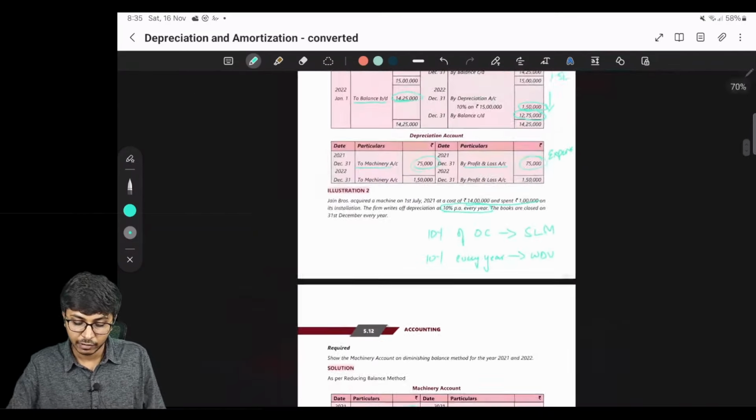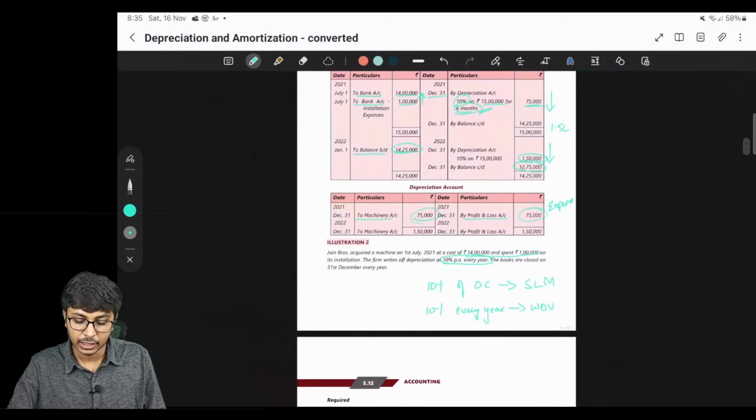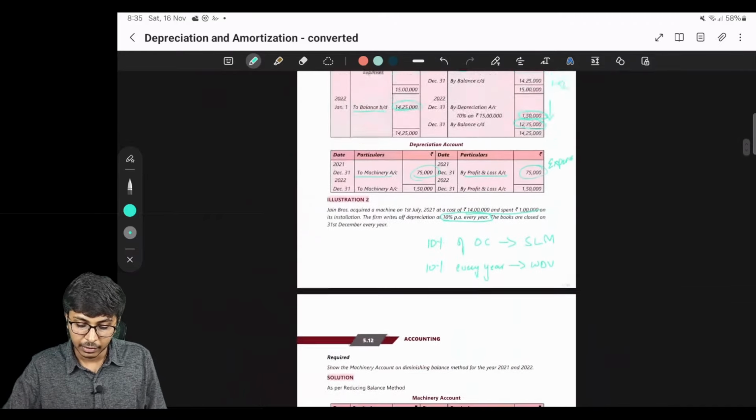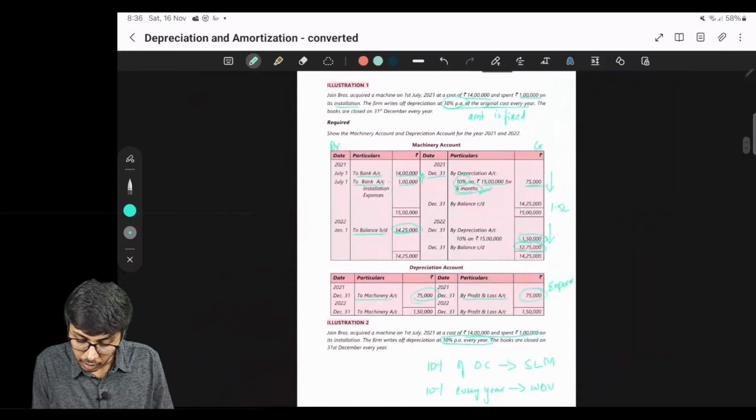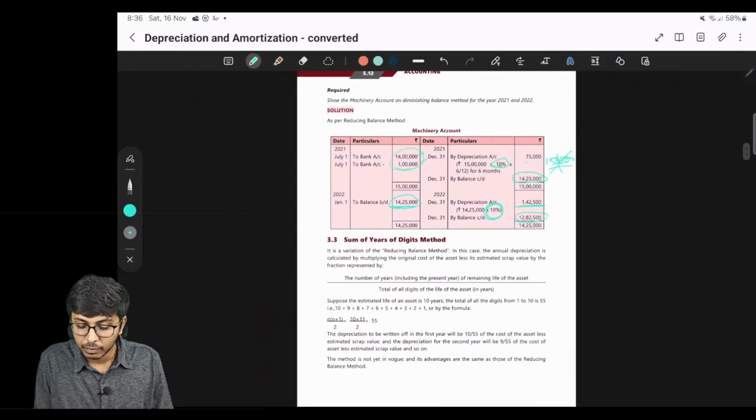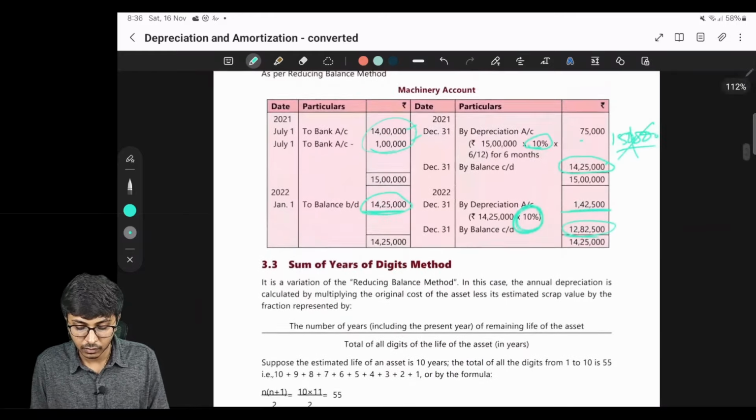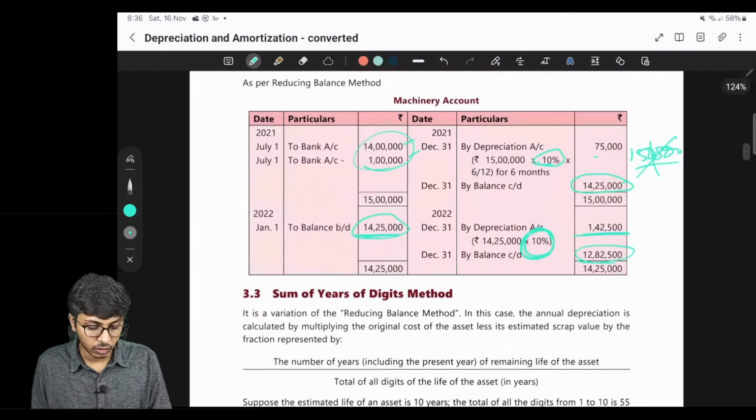If you see the key difference here, between the first SLM method and this method: in the SLM method, the depreciation amount was 1 lakh 50,000. It will be 1 lakh 50,000 for each year. But here it will be changing. The rate will be fixed at 10%. Okay, quickly we will go.